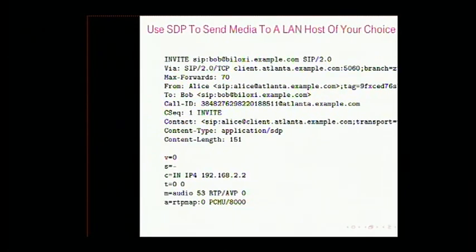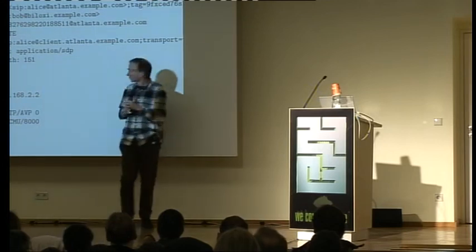You can do the same thing with media by putting the vulnerable address and port number in the codec line. It's below here, the C and the M line.